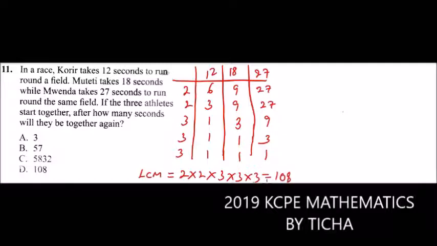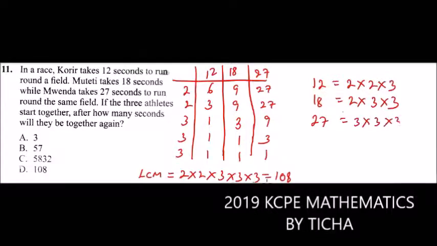You can multiply manually if you are not comfortable multiplying like that. Alternatively, you can use this other method. You can write the factors of 12. So you can say 12 is equal to 2 multiplied by 2 multiplied by 3. You have 18 is equal to 2 multiplied by 3 multiplied by 3. And you have 27, which is 3 multiplied by 3 multiplied by 3.